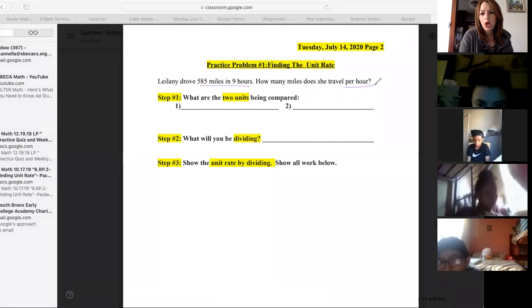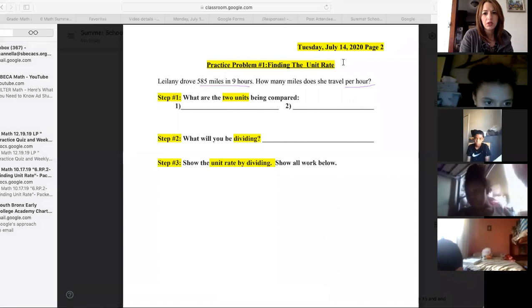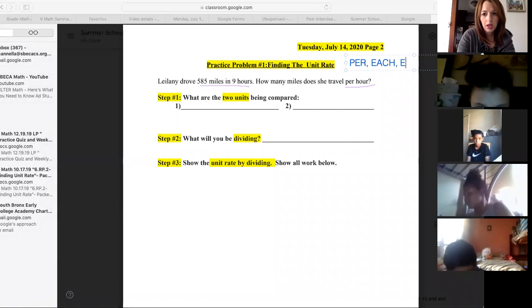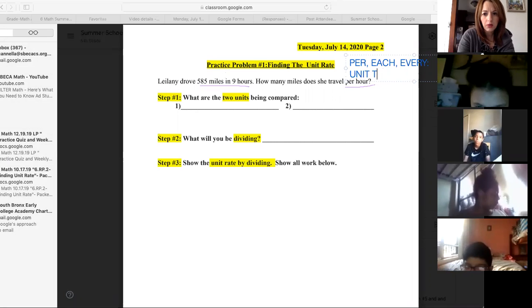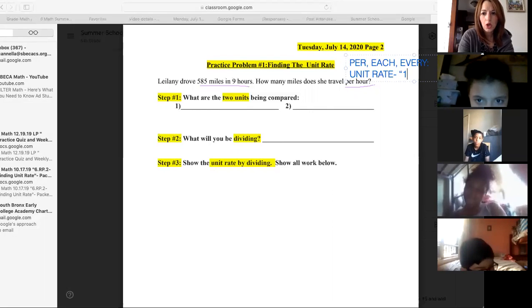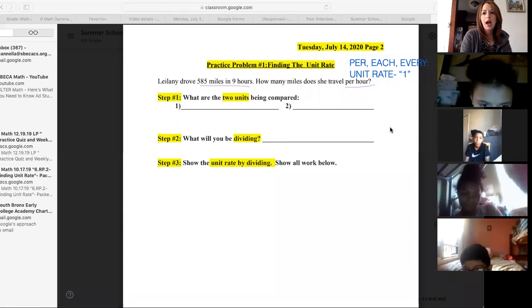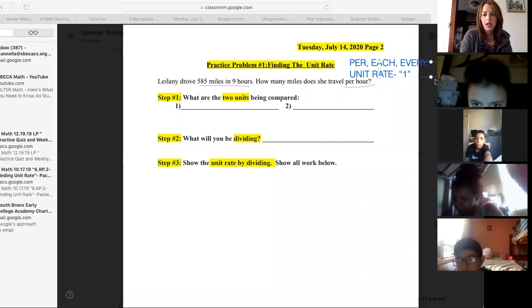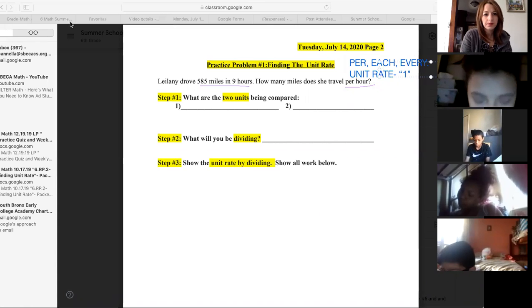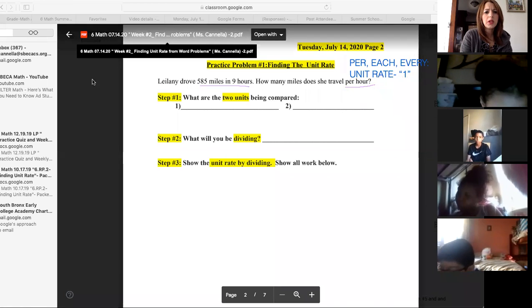When you see the word per, you have to think of unit rate, okay? Just a little refresher. So when we see the word per, each, every, we're talking about unit rate, which means 1. Unit rate is, I'm going to put this in quotes, 1. You're finding out how much one item costs. Each, per, every, unit rate is 1. Isaiah, what does step 1 say? What are the 2 units we are comparing?